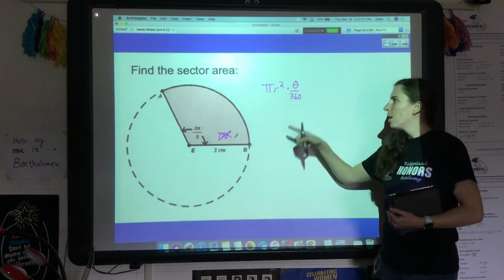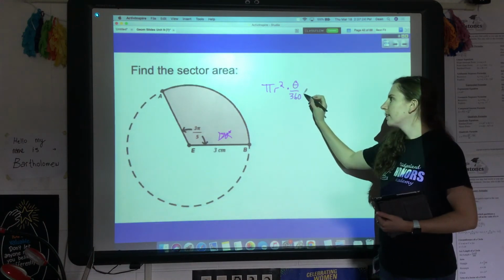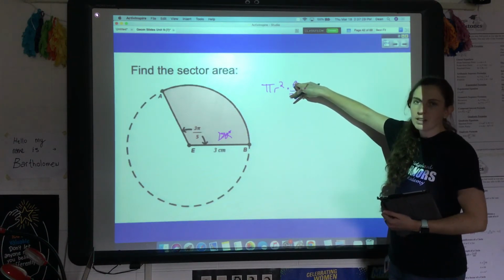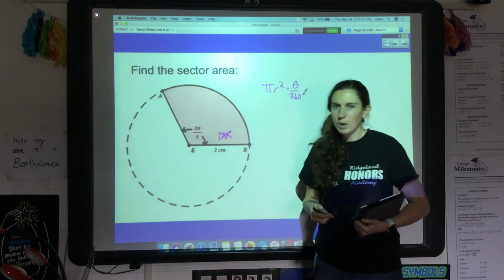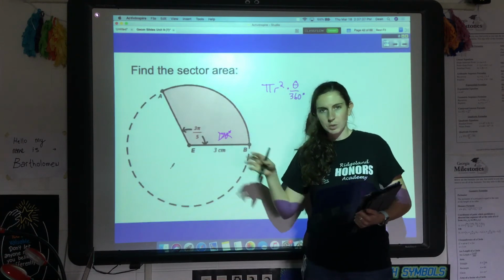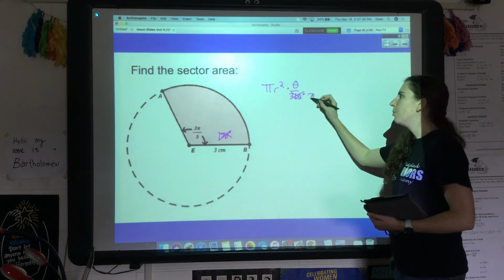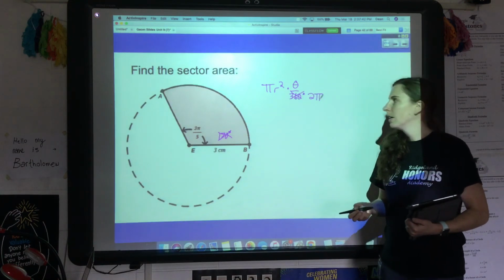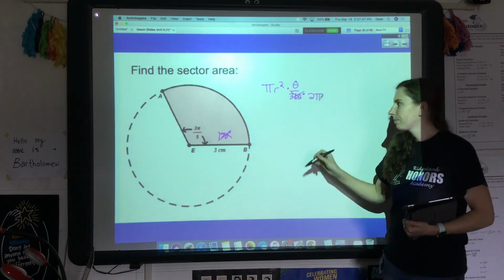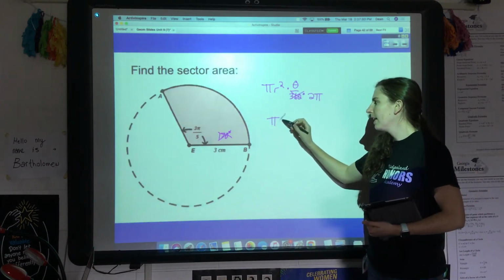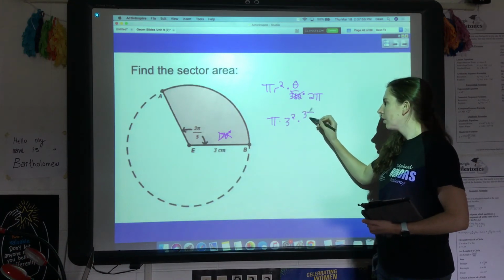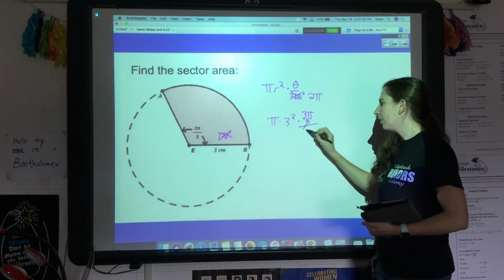So that's my angle, but it's not out of 360, because 360 was the degrees. We were taking the arc measure divided by the total degrees in the circle. If I want this to be in radians, what is the total circle in radians? Well, that's what we talked about before. It's 2 pi is the full circle. So this time, instead of doing out of 360, we'll do out of 2 pi. So let's fill stuff in. I've got pi times the radius squared, and then times 3 pi over 5 out of 2 pi.